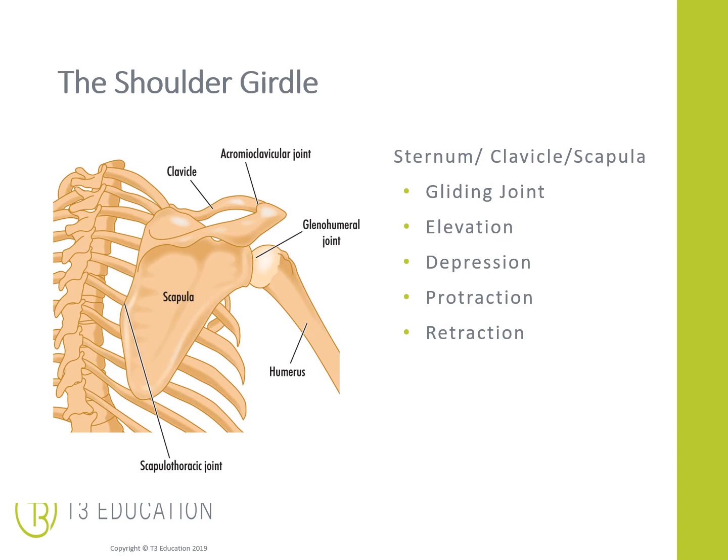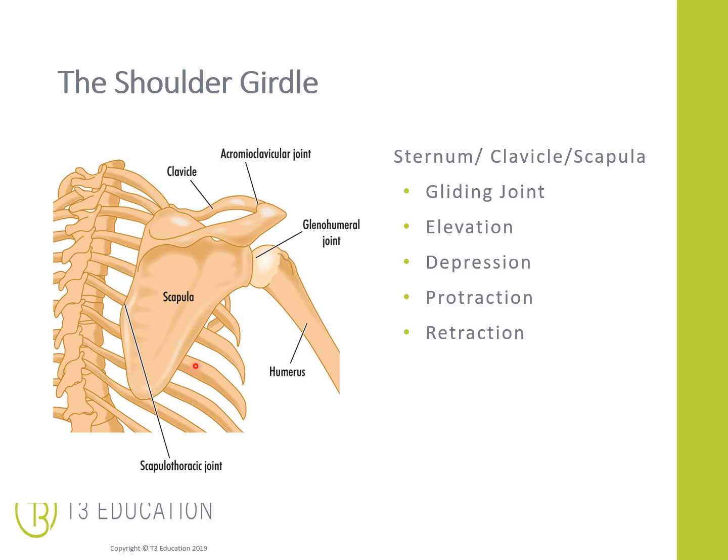Let's talk about the shoulder girdle. And the shoulder girdle describes where the sternum, clavicle, and scapula work together. It's a gliding joint, and it describes that movement of the scapula against the thoracic cage.